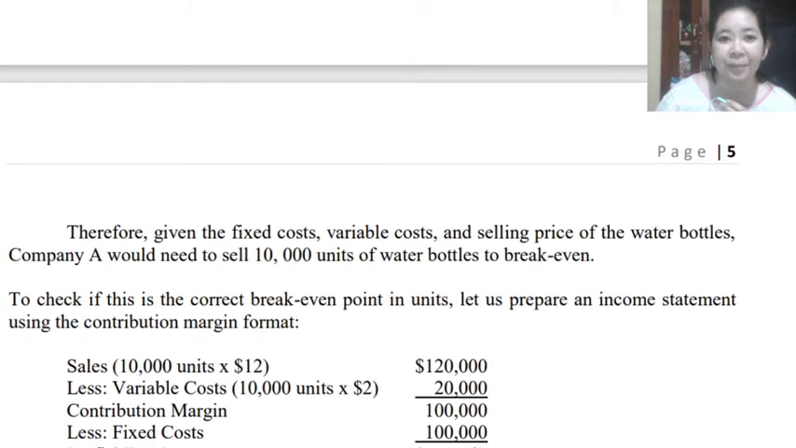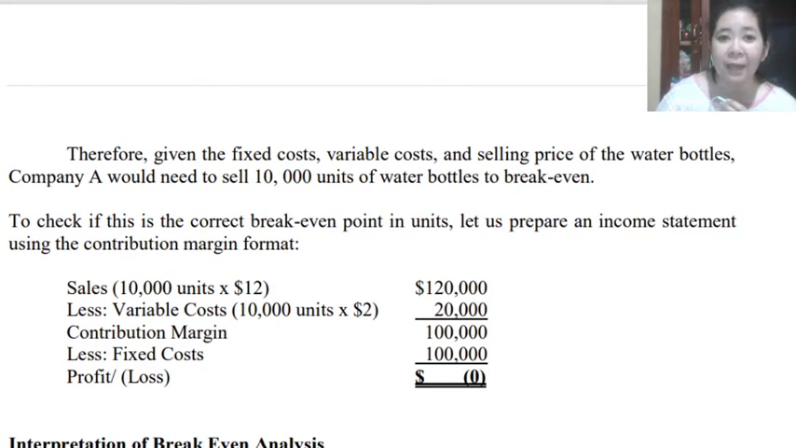Okay, so therefore, given the fixed cost, the variable cost, and the selling price of the water bottles, the company would need to sell 10,000 units of water bottles to break even. So to check if indeed, if the entity sells 10,000 units of water bottle, there is no profit or loss, we will check if that is correct.